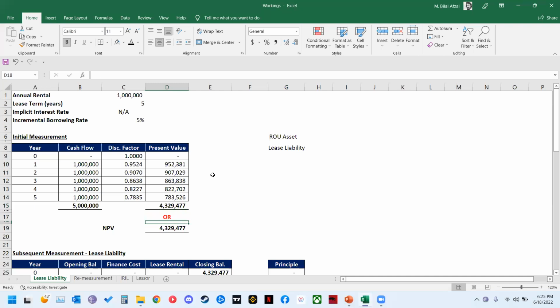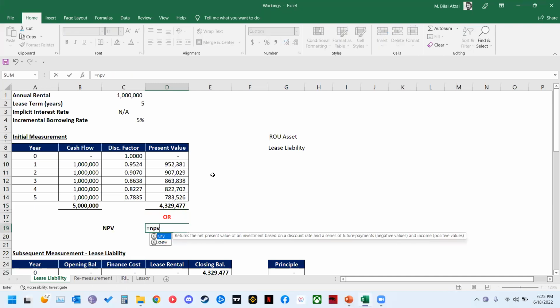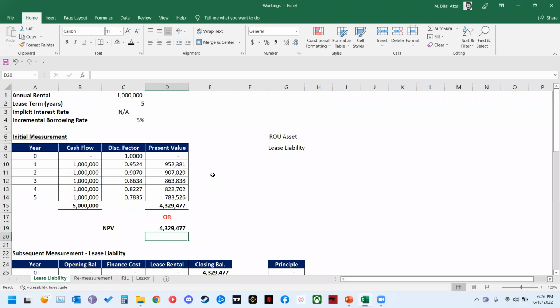Or we can also do this. The shortcut is this formula: net present value. The rate is this 5%, and then the rental we have is this. Result would be the same. So at the initial recognition, the entry would be right of use asset debit and the lease liability credit.